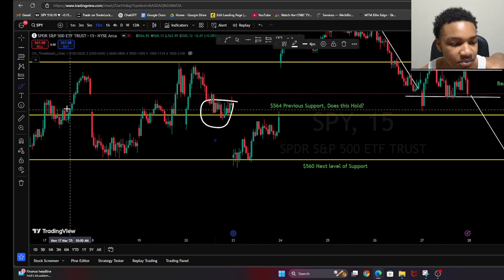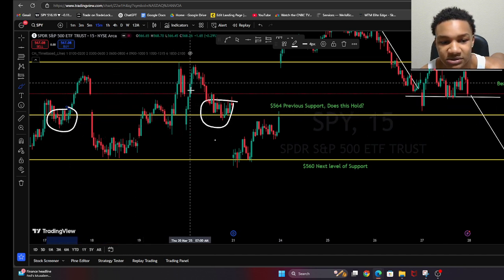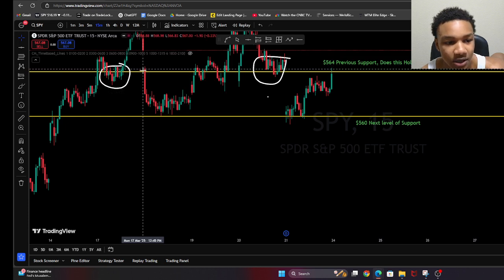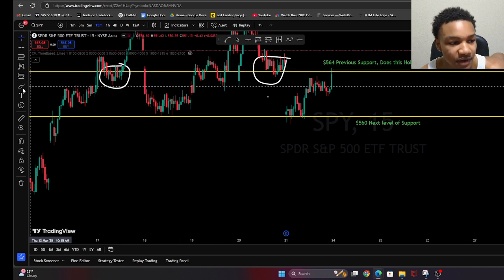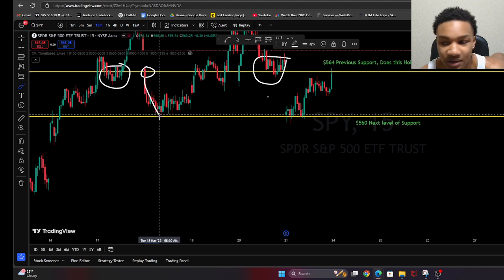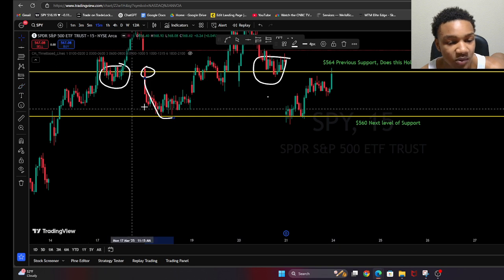Price is failing to get past that level. Price comes down to this level around 564, and it typically bounces up, right? And we've also seen price come down at 564, and then come down to the level of 560 and 568. So that's why we call it support.